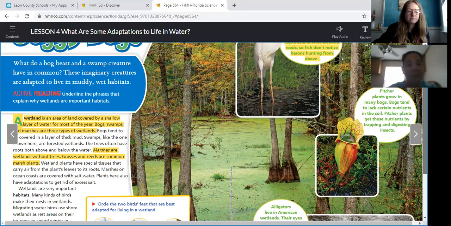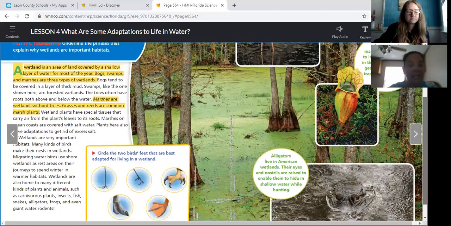Wetlands are very important habitats. Many kinds of birds make their nests in wetlands. Migrating water birds use shore wetlands as rest areas on their journeys to spend winter in warmer habitats. Wetlands are also home to many different kinds of plants and animals, such as carnivorous plants, insects, fish, snakes, alligators, frogs, and even giant water rodents.